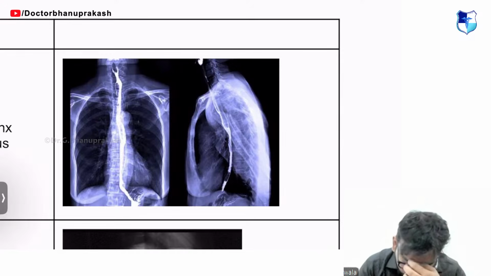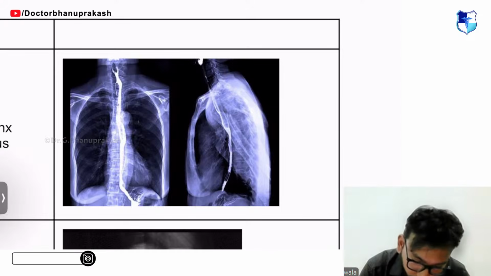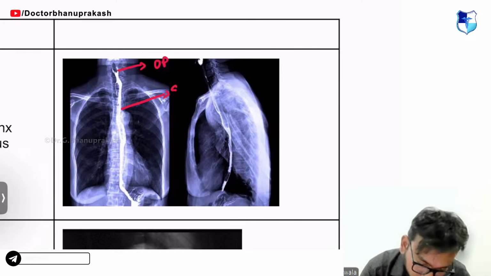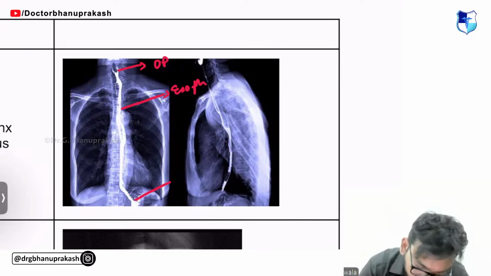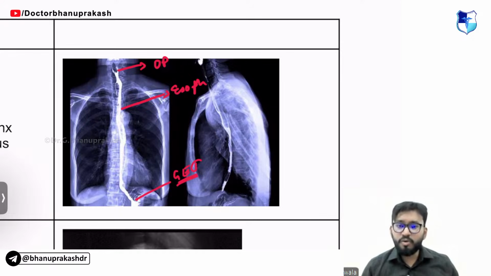Tell me, guys. Yes, this is a barium swallow. Very good. Why? What do you see? You see the oropharynx, and you see the esophagus. What else do you see? You see the gastroesophageal junction. So if you see only these 3 structures, this is a barium swallow.